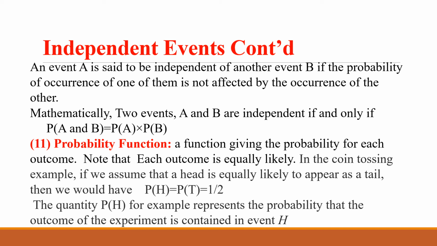So mathematically speaking, we're saying an event A is said to be independent of another event B if the probability of occurrence of one of them is not affected by the occurrence of the other. Look at probability function later.